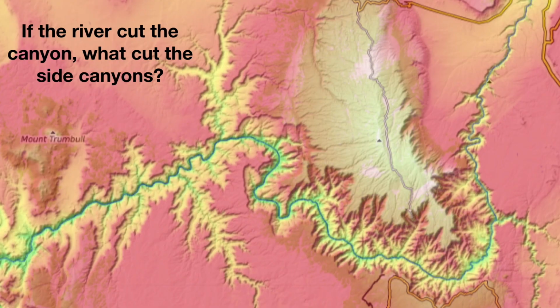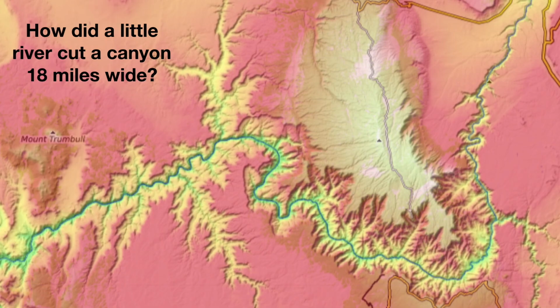Probably am wrong. All right, so if the river cut the canyon, what cut the side canyons? We talked about that. And how a little river cut a canyon 18 miles wide. That's like from here to Foley. You know, why didn't the Mississippi cut a canyon that far? Why don't we have these canyons everywhere on Earth? If all it takes is the river to flow for 6 million years, why don't we have these all over the world? Rivers have been flowing for 6 million years, according to them.